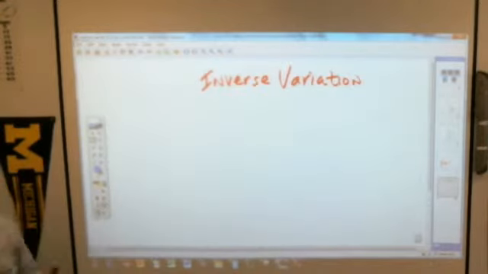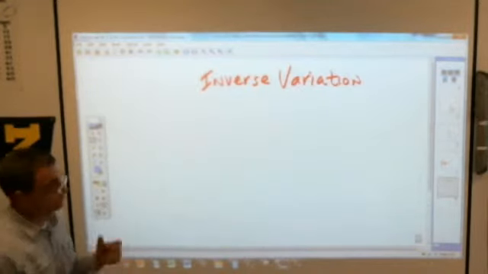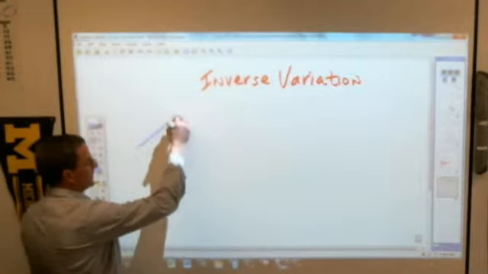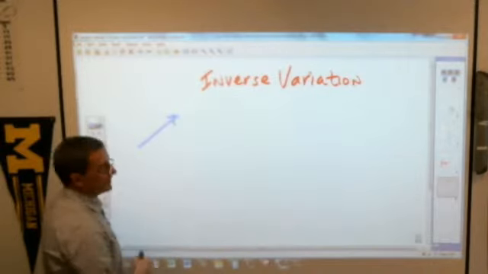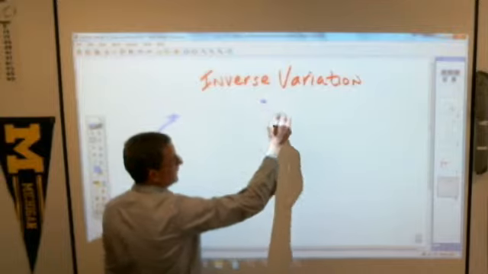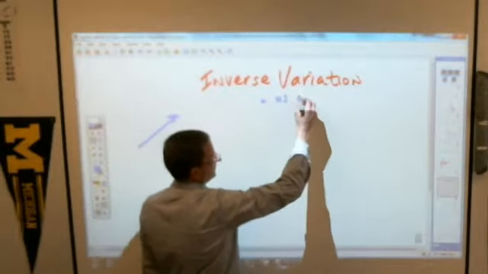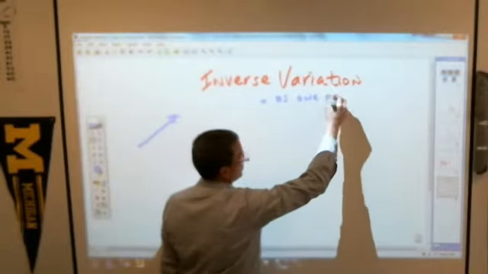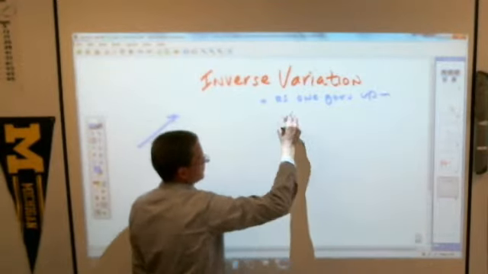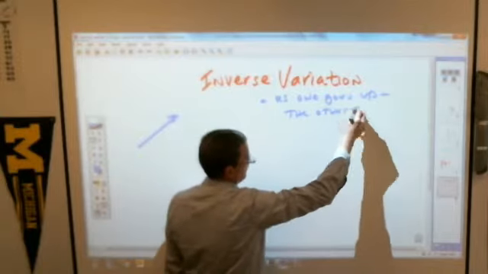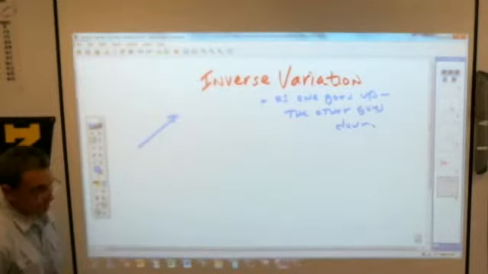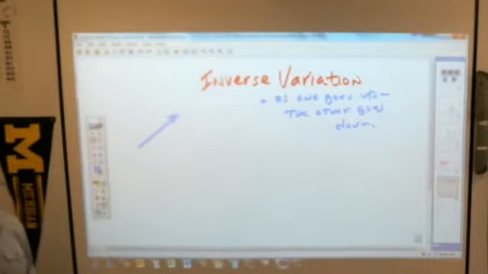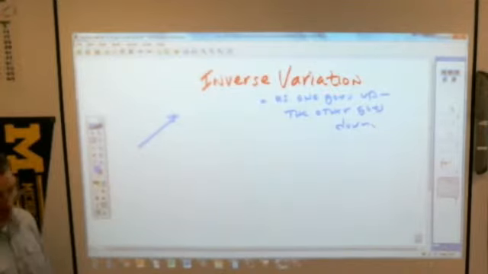Remember, we've got direct variation and we've got inverse variation. Direct variation is as one thing goes up, the other thing goes up. Like your salary, if you're getting paid an hourly wage, the more you work, the more you get. Inverse variation is the reverse of that: as one goes up, the other goes down. An example of that would be your speed compared to how long it takes you to go somewhere. The faster you go to get somewhere, the shorter amount of time.